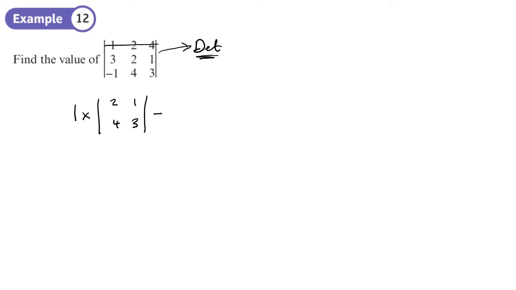The minor of the element 2. So the minor of the element 2 is going to be the determinant of 3, 1, negative 1, 3. And then plus, so it always goes plus, minus, plus on this. The minor of the element 4, and the minor of the element 4 is the determinant of 3, 2, negative 1, 4. So 1 times its minor minus 2 times its minor plus 4 times its minor.